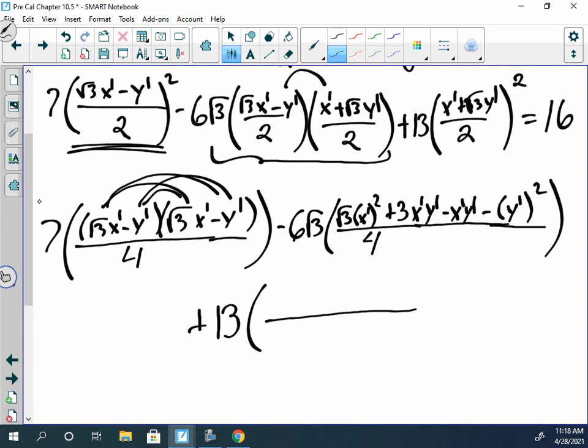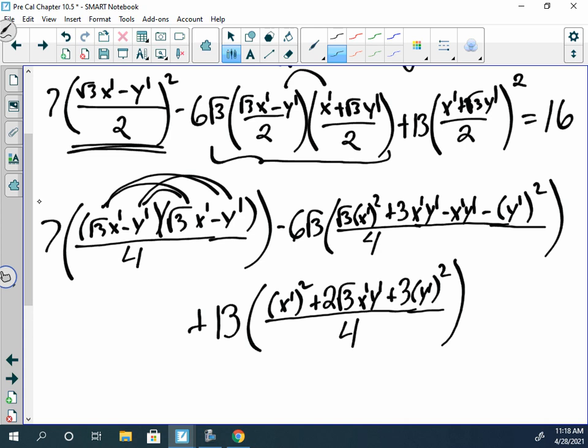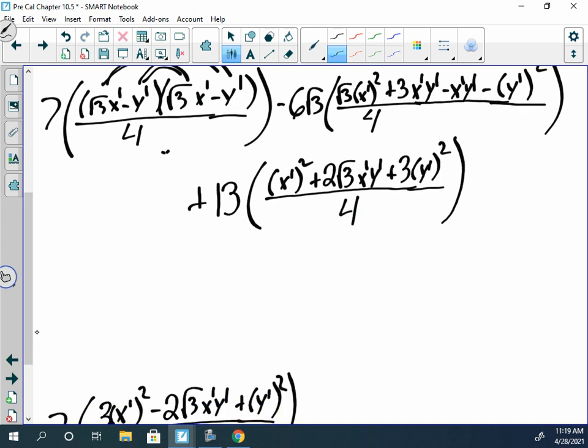Now this here is going to be the exact same as the first one in property, because we'll have x prime squared plus 2 square root 3 x prime y prime plus 3 y prime squared all over. Now this works along the same properties as what we did with the first one. It's just that now it's plus, so the middle term is positive. Any questions on any of this here so far? Okay.